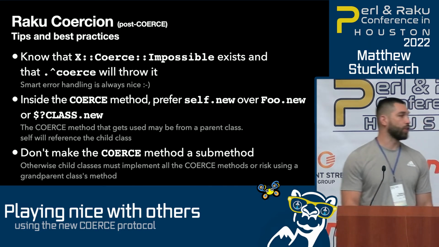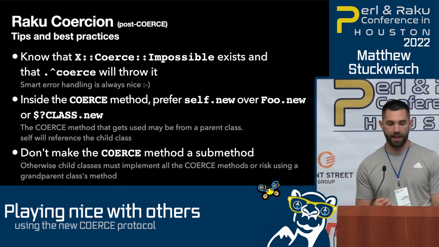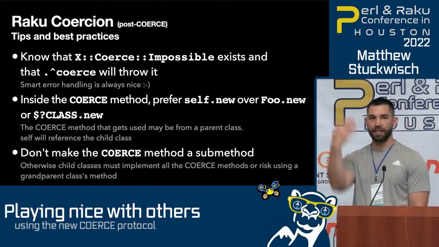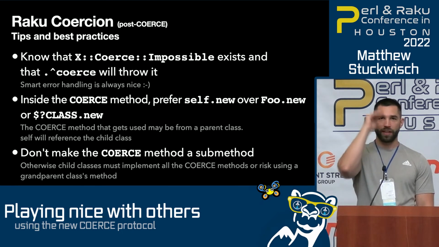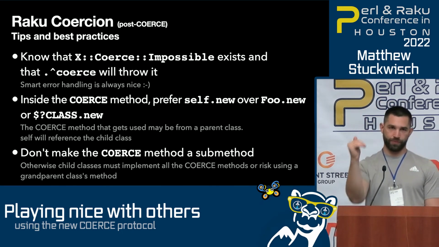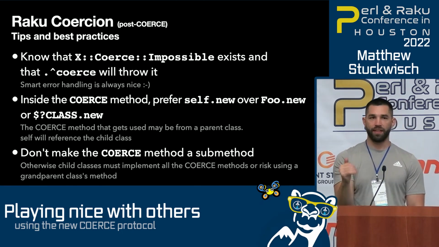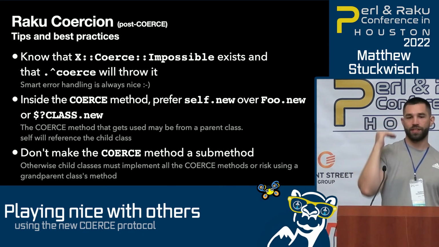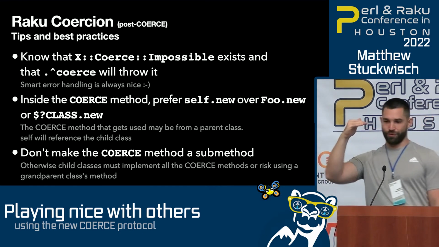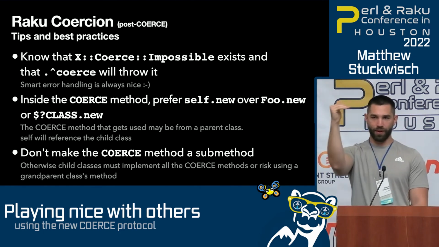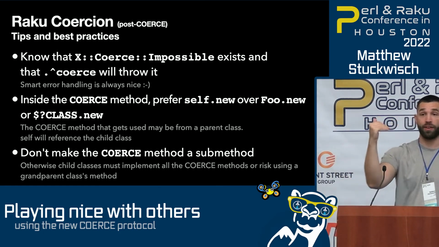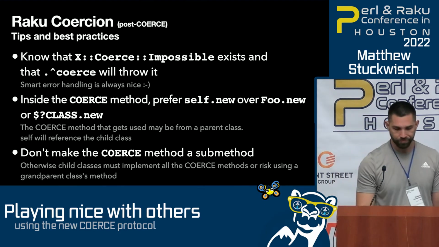He also makes the warning, don't make the coerce method a sub-method, because then it doesn't get inherited. And he actually gives an example where you have like 3 levels of inheritance, and the middle level uses a sub-method, so then the grandchild class basically calls the grandparent class rather than the middle one, which would probably be closer and more accurate for its coercion.